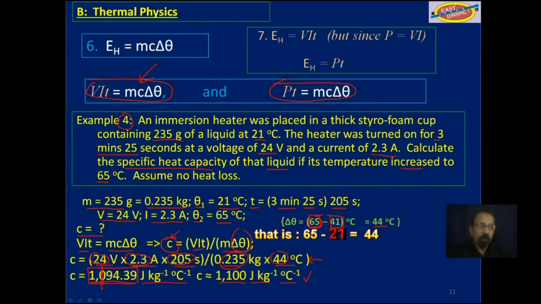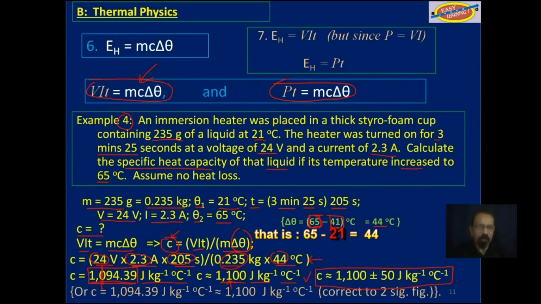But by now you know, we will just make doubly sure and write in our uncertainty. Since we were rounding off at the hundredths position, we will take half of that hundredths position, which would be 50. So it will be 50 more to 50 less. And so we can better state our answer as the specific heat capacity of that liquid is 1100 plus or minus 50 joules per kilogram per degree Celsius. And that is how you go about finding the specific heat capacity of a liquid using an electrical method.